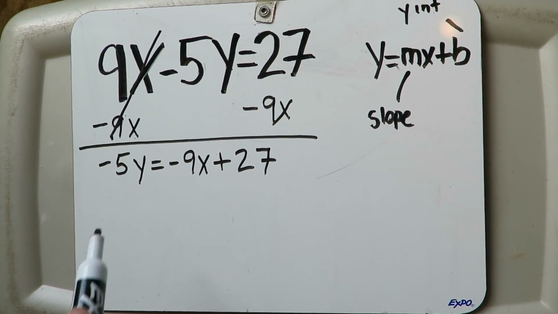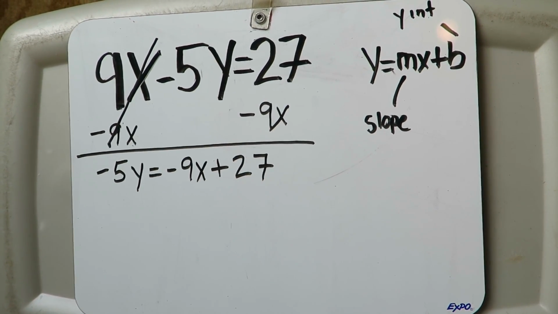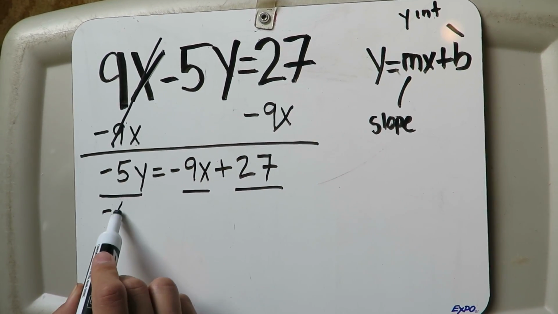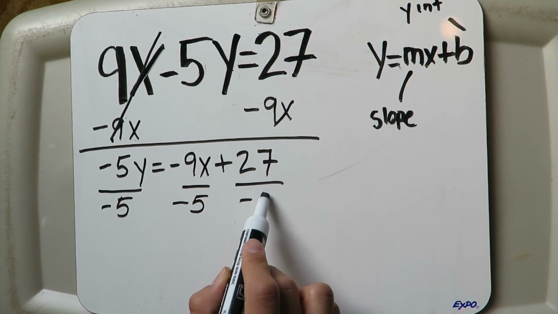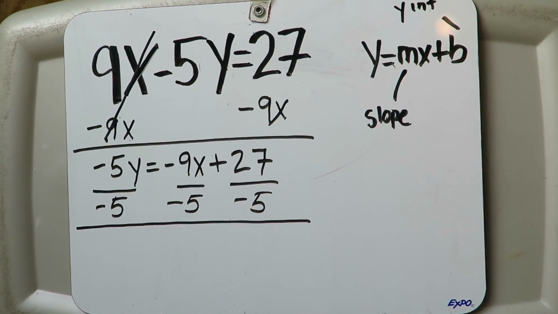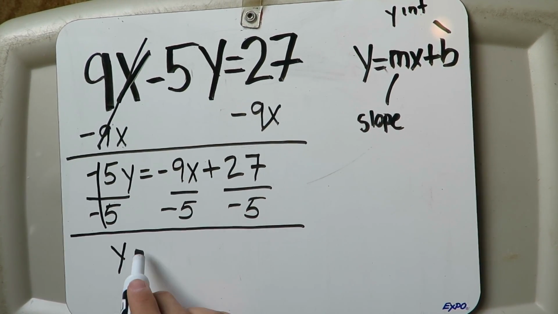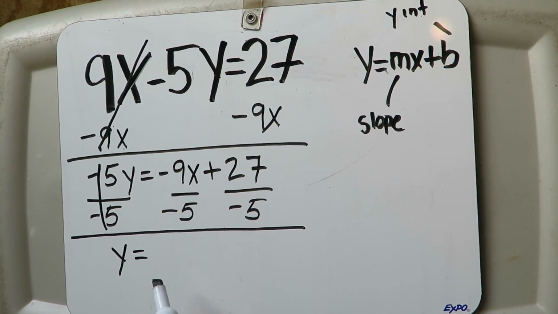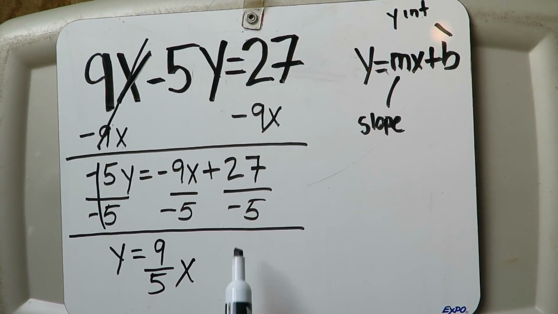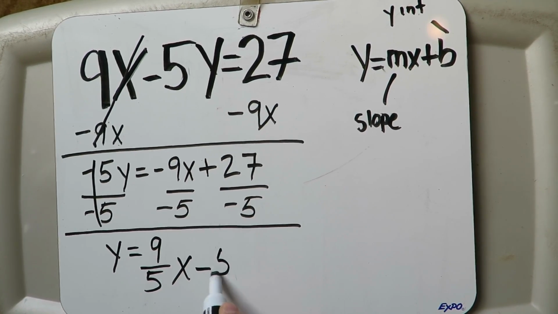Now, we want to try to isolate this y by itself by getting rid of this negative 5 that's in front of it. To do that, we're going to divide both sides by negative 5 in order to isolate this y. So, rewriting it, it'll be y, because negative 5 cancels out. Y equals negative into a negative is a positive, so it's 9 over 5x. And a negative into a positive is a negative, and 27 divided by 5 is 5.4.